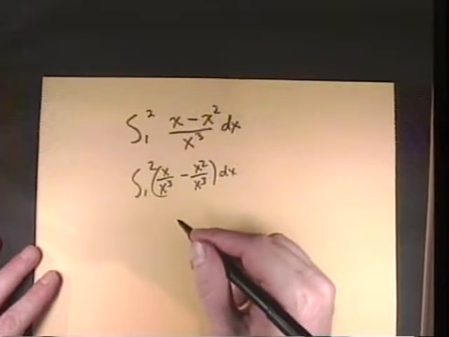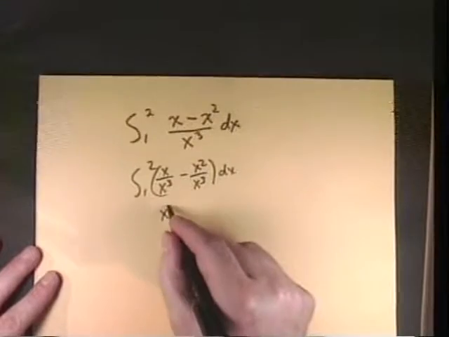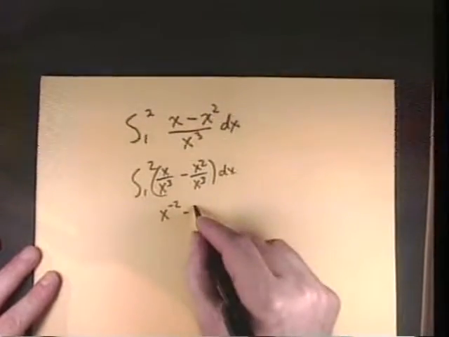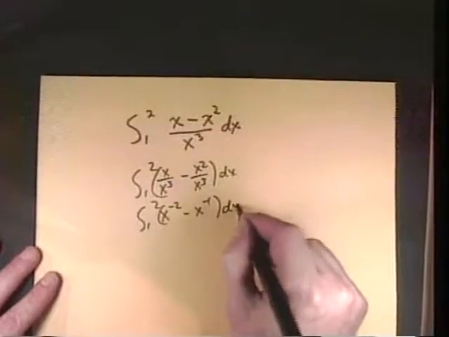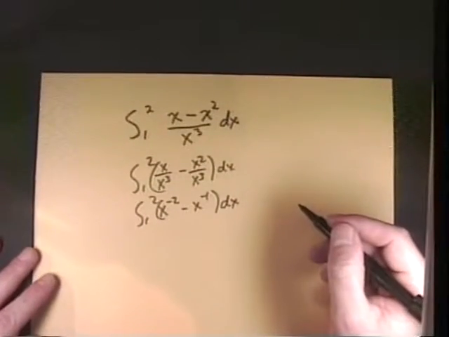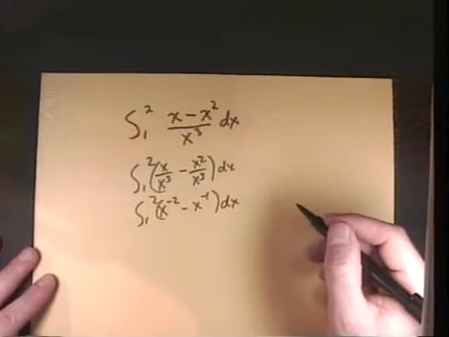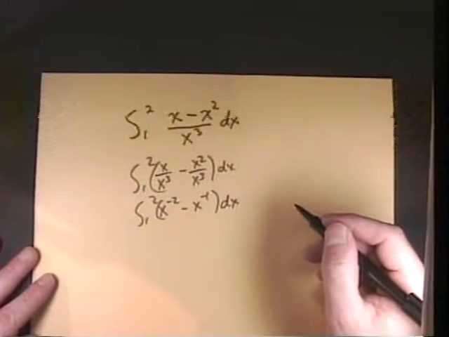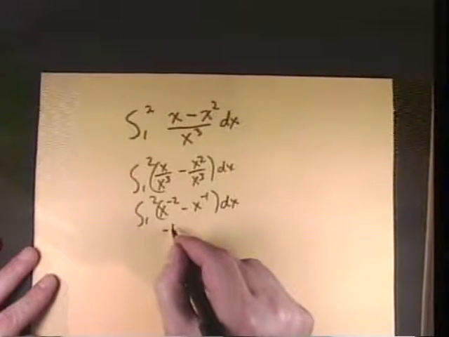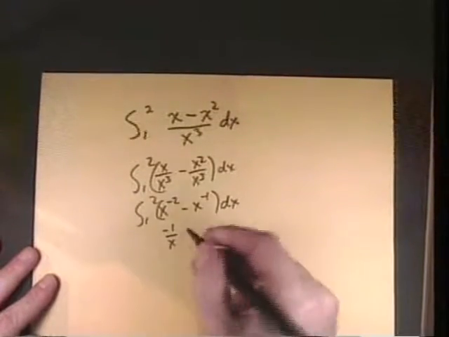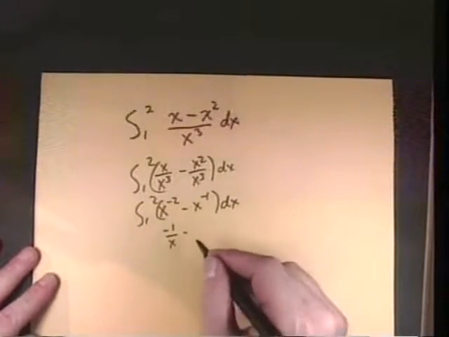I guess x to the negative 2 and x to the negative 1. Okay, now what do I do? You take the integral. The integral of x to the negative 2 is x to the negative 1 over negative 1, so it's negative 1 over x. What's the integral of x to the negative 1?